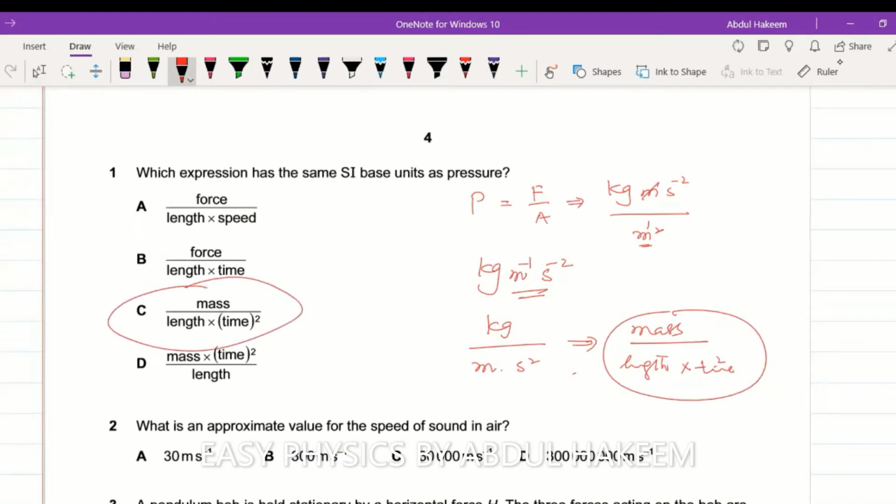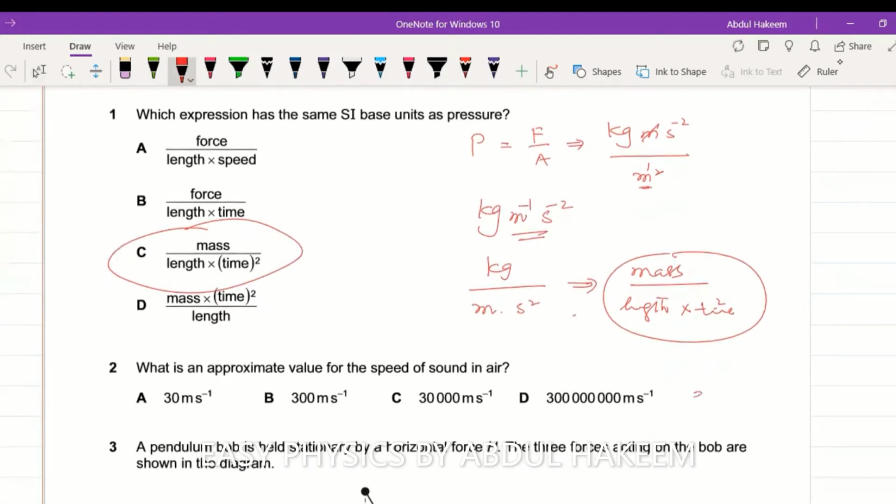What is the approximate value for the speed of sound in air? The value is 330, or 300 to 330, any value. So the answer is B. This is the value of the speed of sound in air.